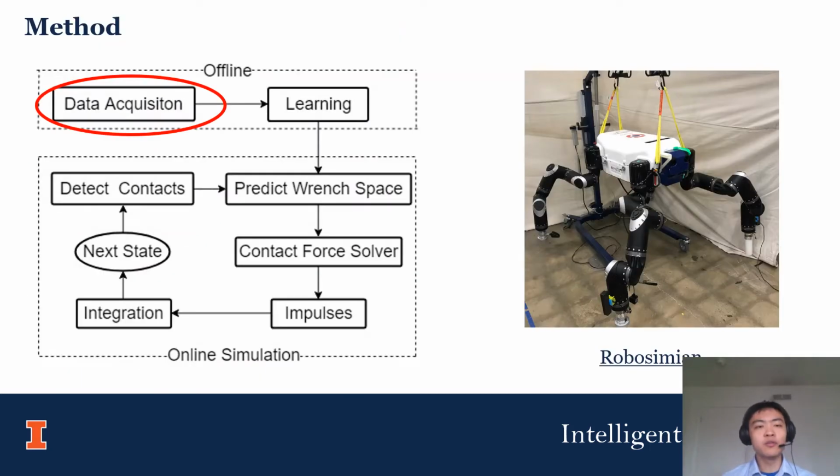Here is an overview of our method. In the offline learning part, we collect data in real world experiments, and then using these data, we learn a contact model. During the online simulation part, we combine rigid body dynamics and these learned contact models and put them into an optimization-based solver. On the right is the robot that's going to be used throughout the project. It's a quadruped with 28 degrees of freedom. Its name is Robo Simian. It was built by JPL.